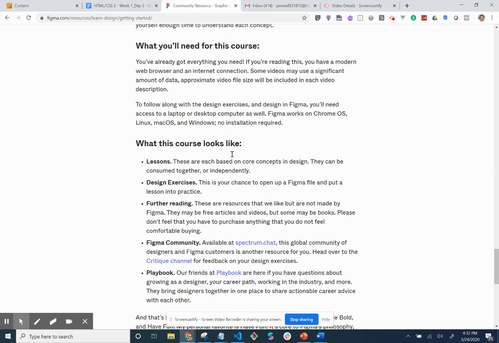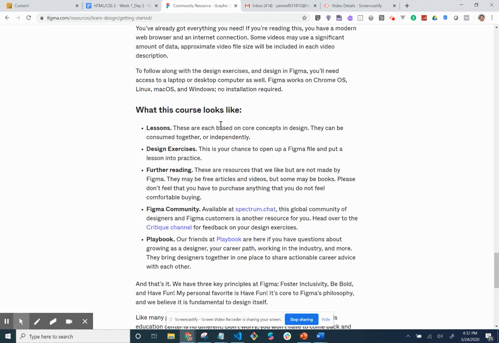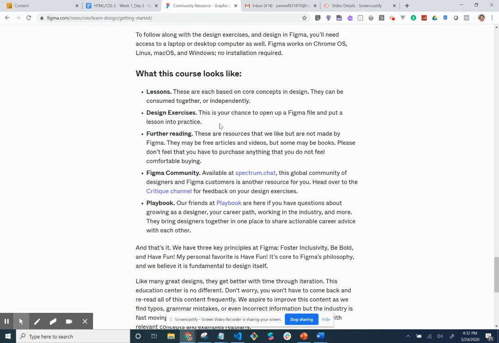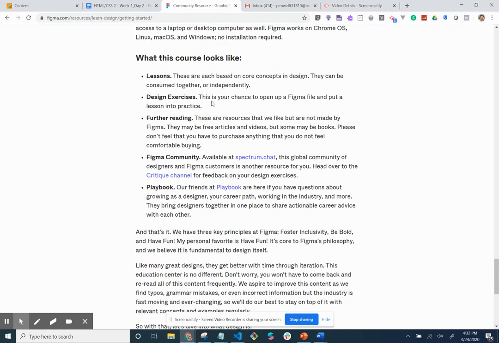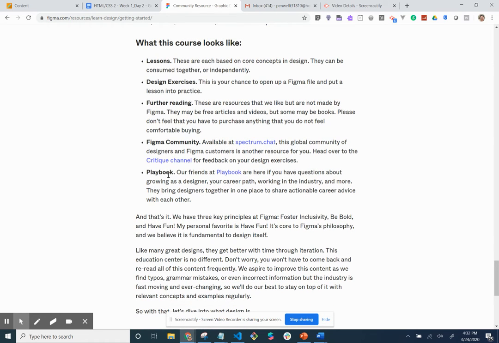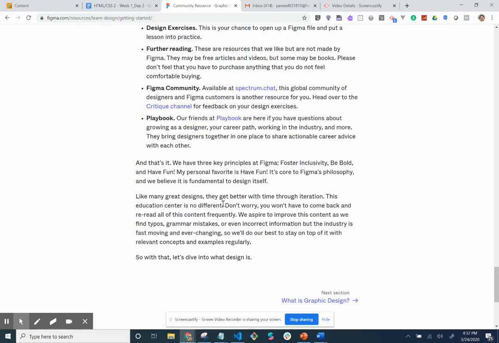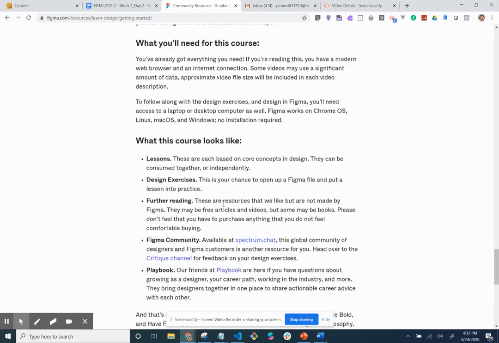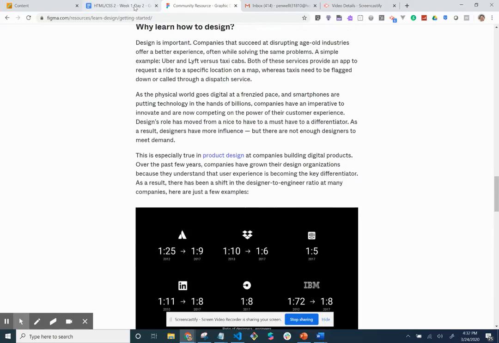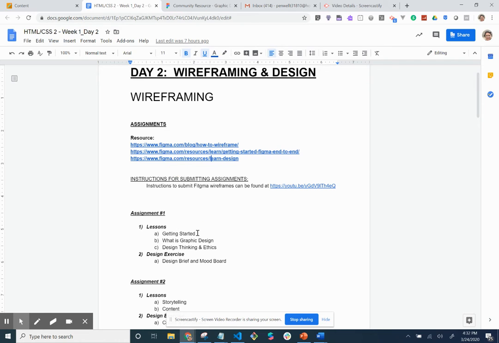What you'll need for this course is just the internet, which hopefully everybody has to some degree. The course has lessons, design exercises, further reading, a community, and a playbook, and that's it. So this is the first reading assignment for this particular lesson. Let's go into graphic design.